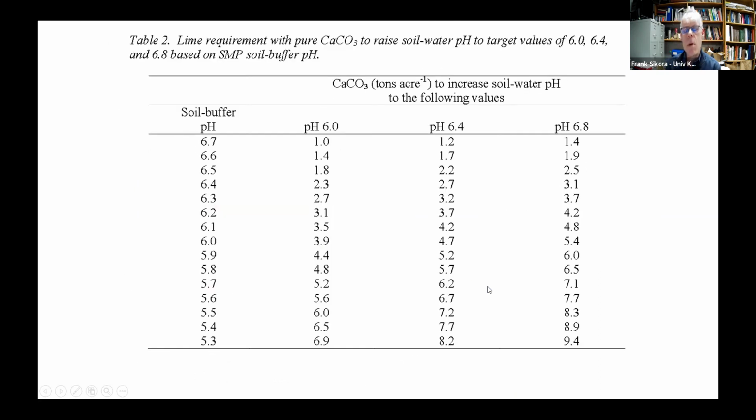This is a typical calibration table for SMP buffer, showing how much lime to recommend at different target pHs with respect to what the soil buffer pH is. So for one target pH, it's only looking at what the soil buffer pH is to make a recommendation on how much lime to add.